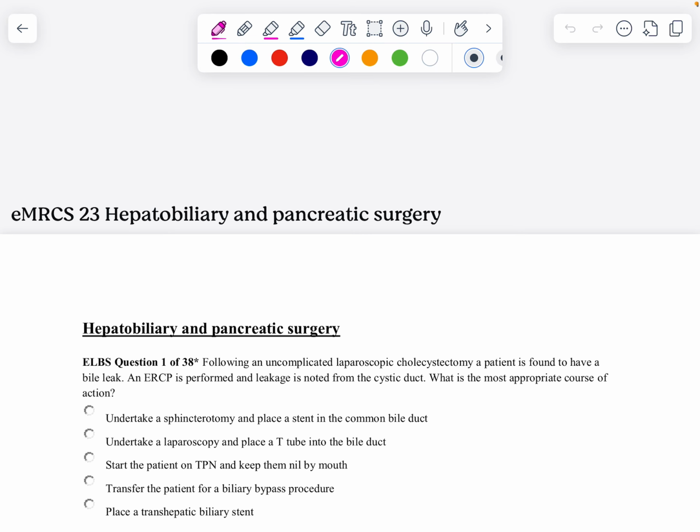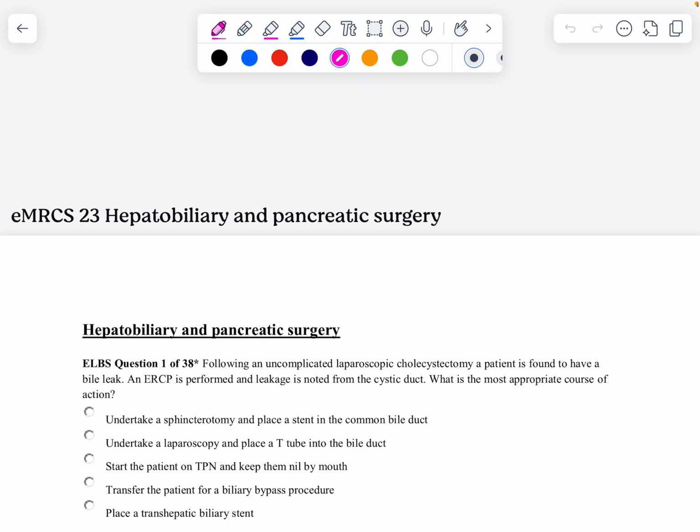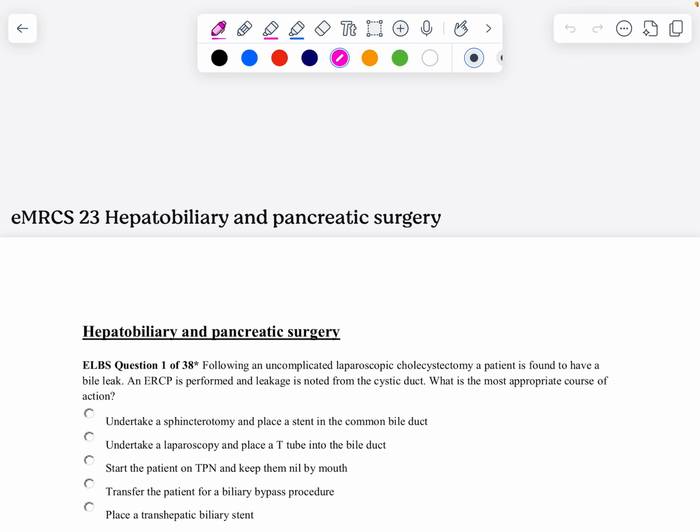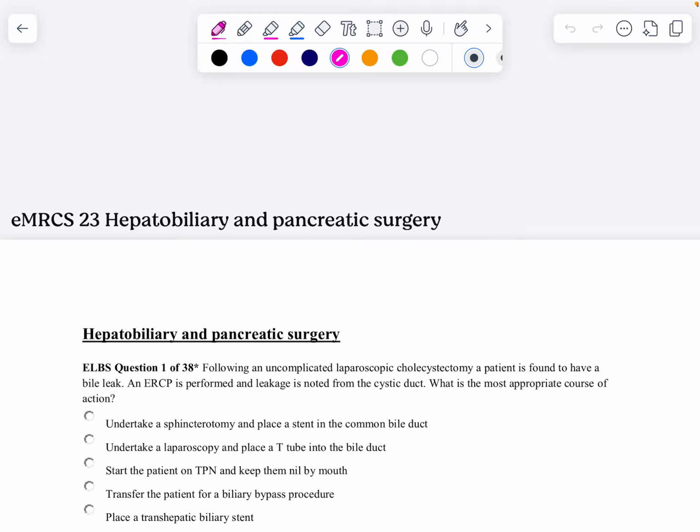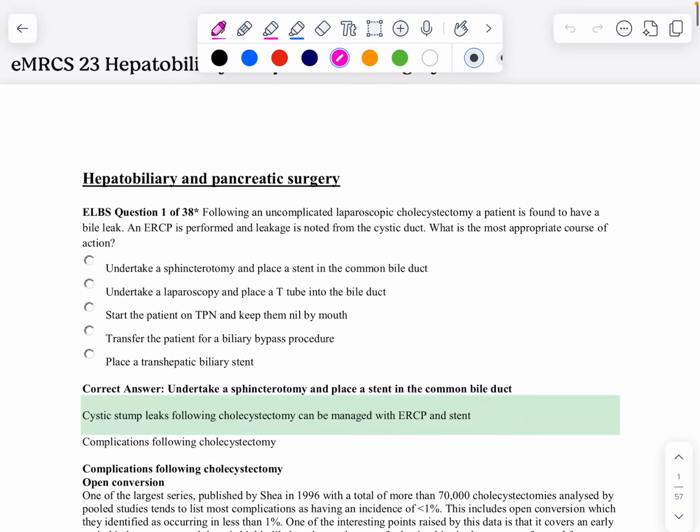The first question: following an uncomplicated laparoscopic cholecystectomy, the patient is found to have a bile leak. ERCP is performed, and leakage is noted from the cystic duct. What is appropriate? Options include sphincterotomy, laparotomy with T-tube, starting total parenteral nutrition, or biliary bypass. A stent has to be placed. So the answer is: undertake sphincterotomy and place a stent in the common bile duct. A.